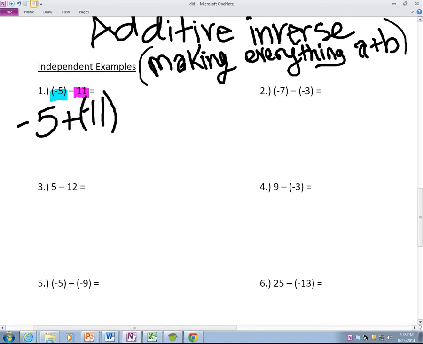So we change the sign, but we keep that negative there, because on the number line, that negative integer still has to hold 11 spots. So we're changing the sign from negative 5 minus 11 to make it a plus a negative 11.